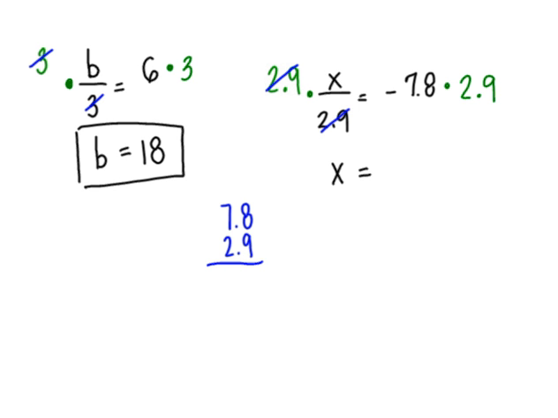So 8 times 9 was 72, and I'll carry the 7. 9 times 7 is 63. 63 plus 7 would give me 70. Now I'll multiply the 2. 2 times 8 is 16. We'll carry the 1. And 2 times 7 is 14, plus that 1 I carried, and that would give me 15.